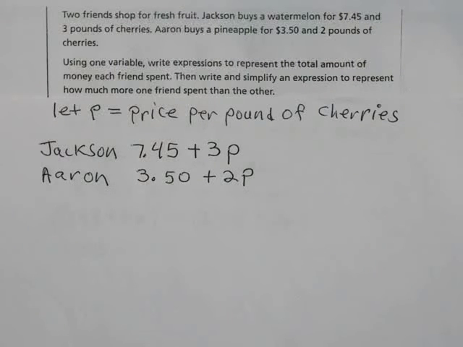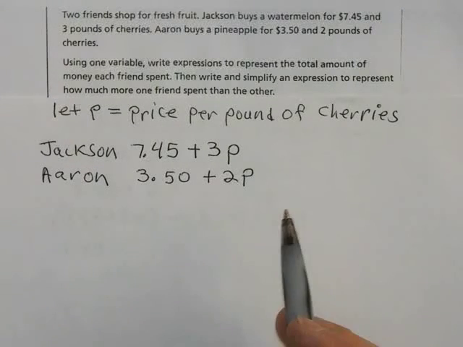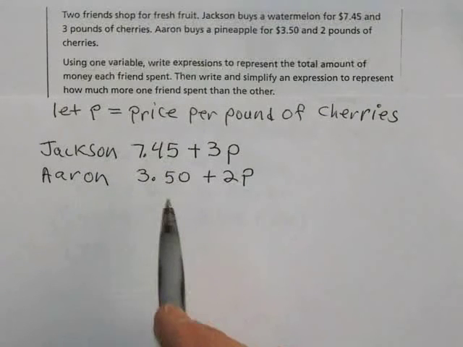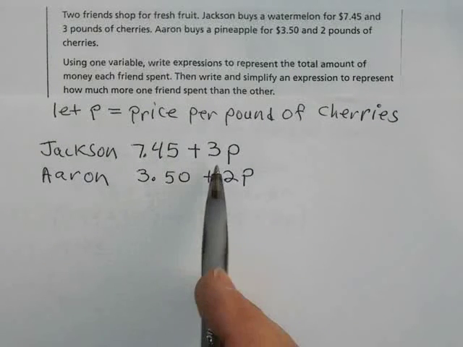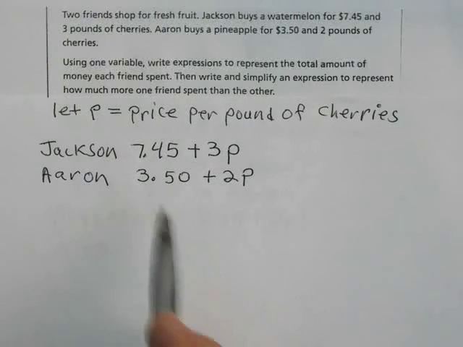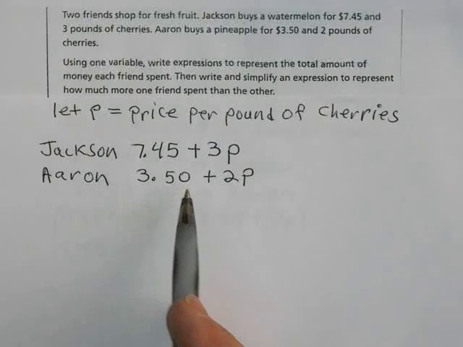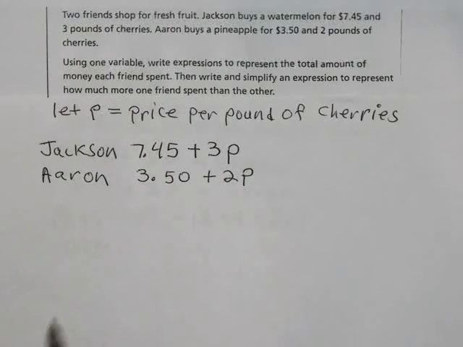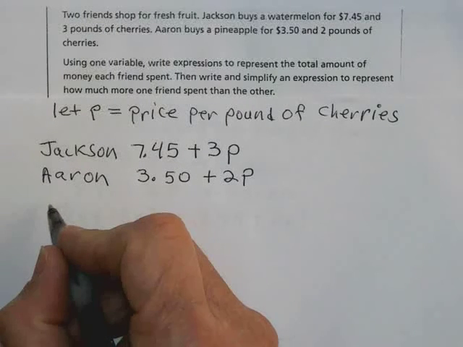I think exactly what they said was represent how much more one friend spent than the other. Okay, clearly Jackson spent more money than Aaron, because that's $7.45, he spent $3.50, 3 pounds of cherries versus 2. I'm going to subtract Aaron's expression from Jackson's. So what does that look like? That looks like this.